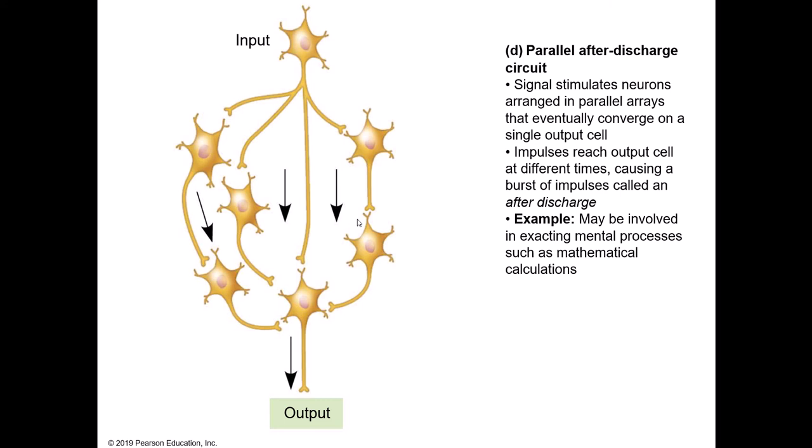So that discharge refers to that burst of signals, because all of the information arrives at the output neuron at different times. That is the end of chapter 11.